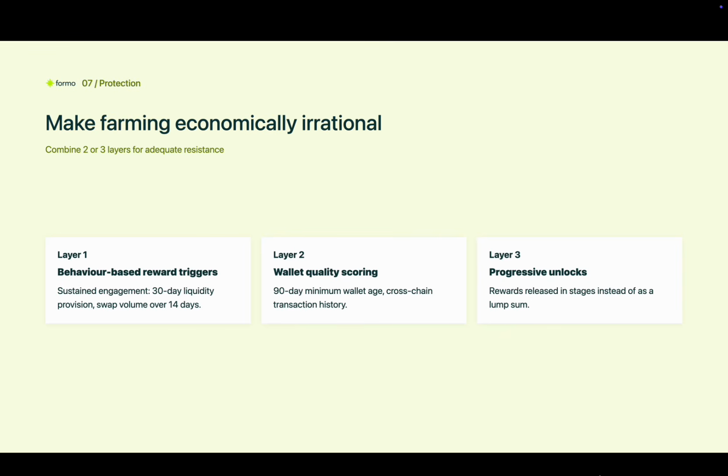The third layer is progressive reward unlocks. Instead of distributing the entire reward immediately, release it as the referred wallet reaches additional milestones. A wallet that completes one action and disappears is a very different signal from one that continues using the protocol over 30 or 60 days. Combining these layers makes it harder to profit from farming and easier to identify real users.